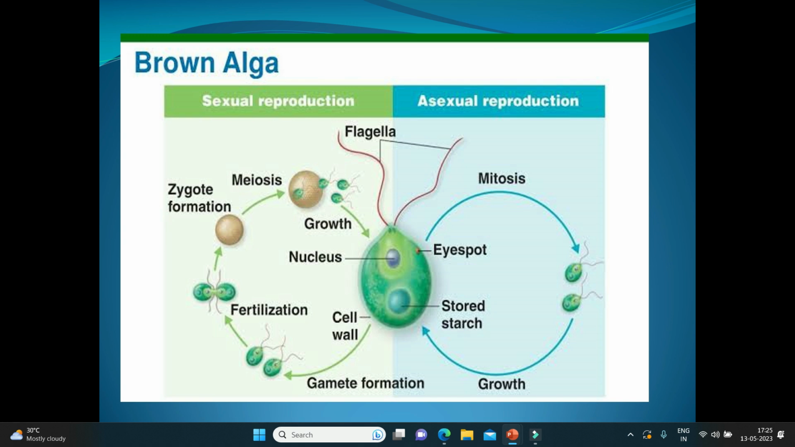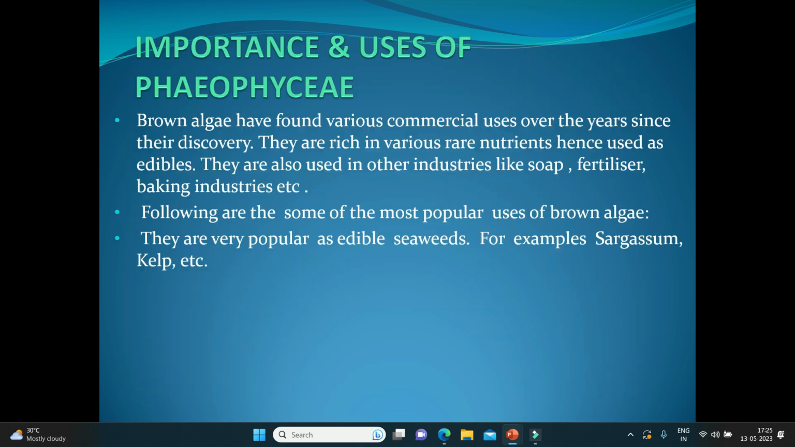The next is a picture of sexual and asexual reproduction of brown algae, as we can see. And the next, importance of Phaeophyceae.